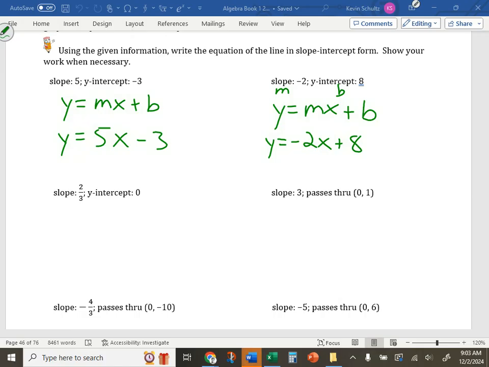Blakely. Next one. Slope is 2/3, y-intercept is 0. Here's our equation in slope-intercept form. Y equals mx plus b. Blakely, what do you got? Y equals 2/3 x. That 2/3 goes in for the slope. We can put the plus 0 if we want to, but it's not necessary. Would you also put minus 0? Minus 0 would be fine too. Just don't multiply by 0, or divide by 0, that's even worse.